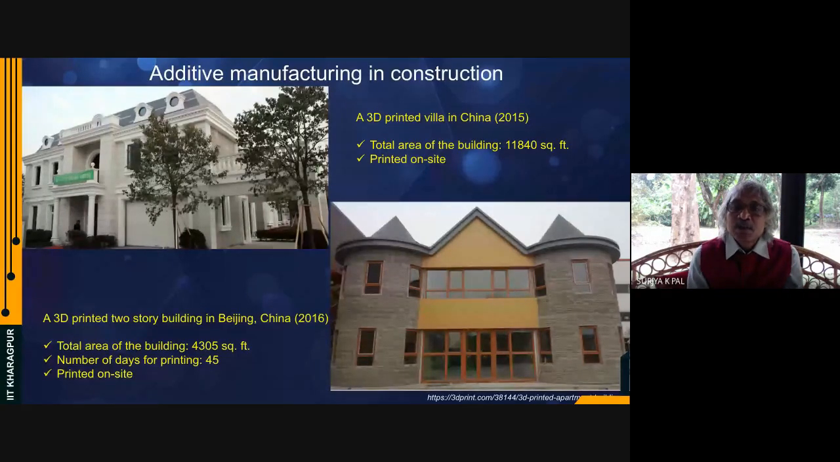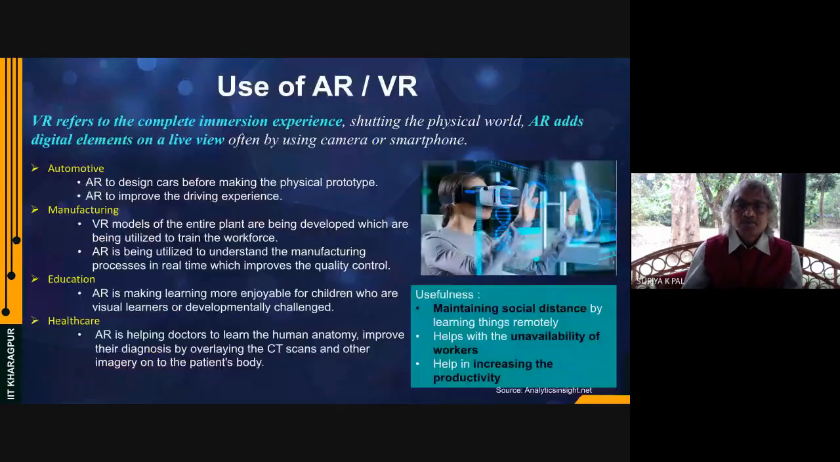In 2015, a 3D printed villa in China, total area 11,840 square feet, printed on site. In 2016, another building, a 2-story building in China, total area 4,305. Think of the potential of these things. These pictures are taken from the internet. The sources are also mentioned there.